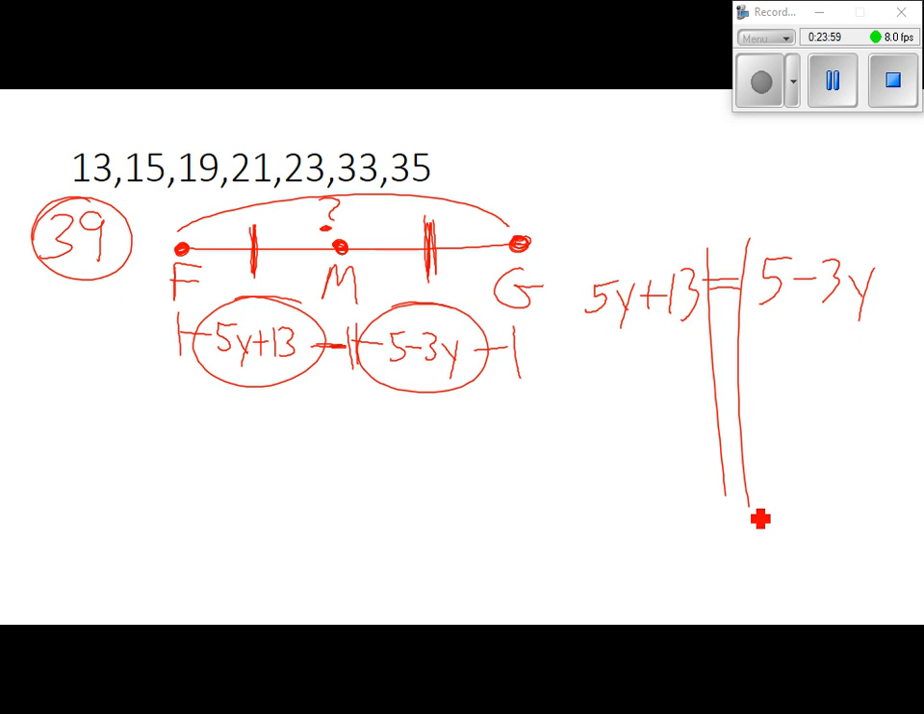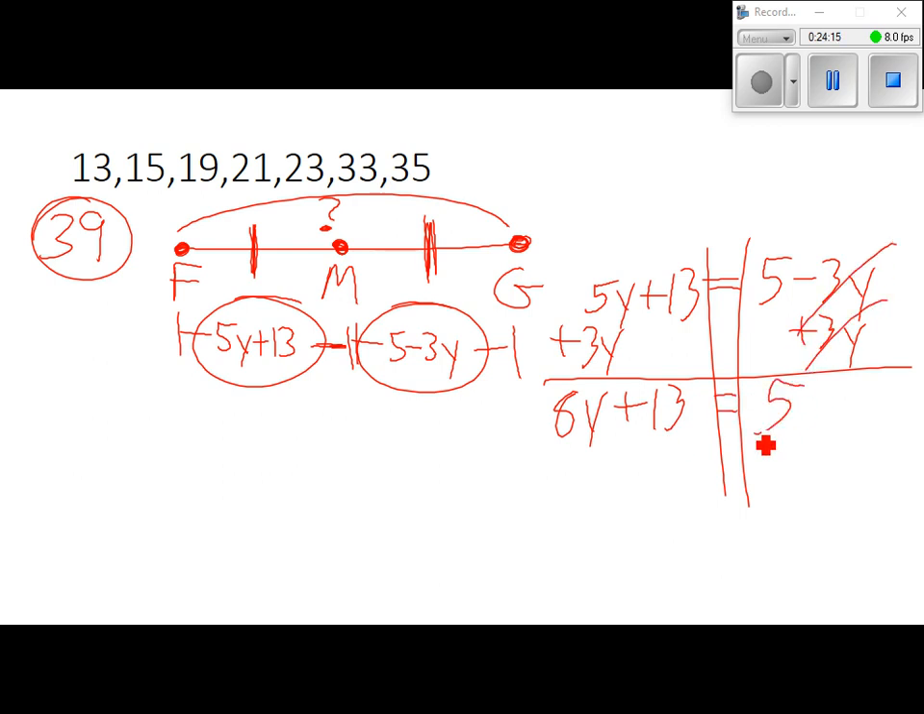Go ahead, Cooper. Add 3y. Mr. Harrison must have done something right with Cooper. What's 5y plus 3y? 8y plus 13 still equals, these cancel out, 5 on that side. Minus 13 on both sides. Those cancel, you're left with 8y equals negative 8. Now what? Divide by 8. What do you end up with?